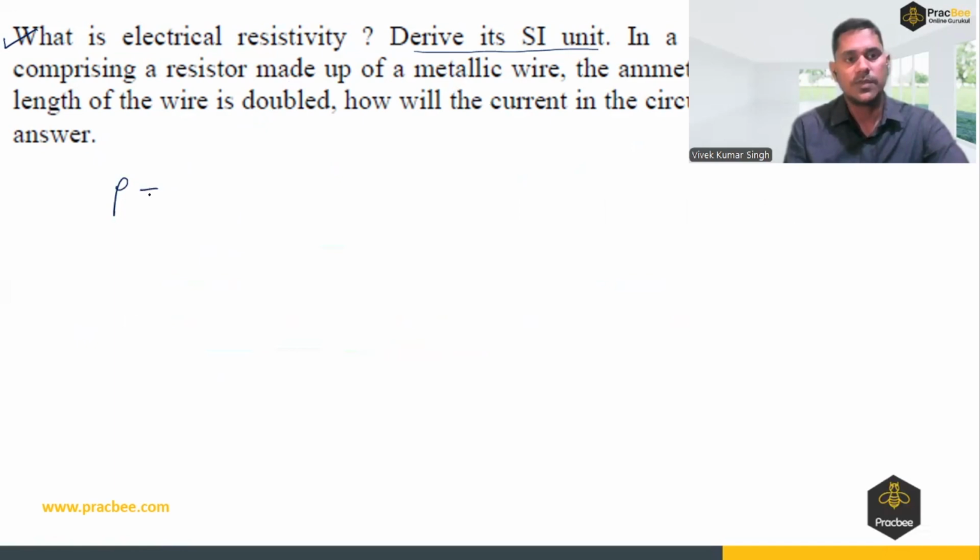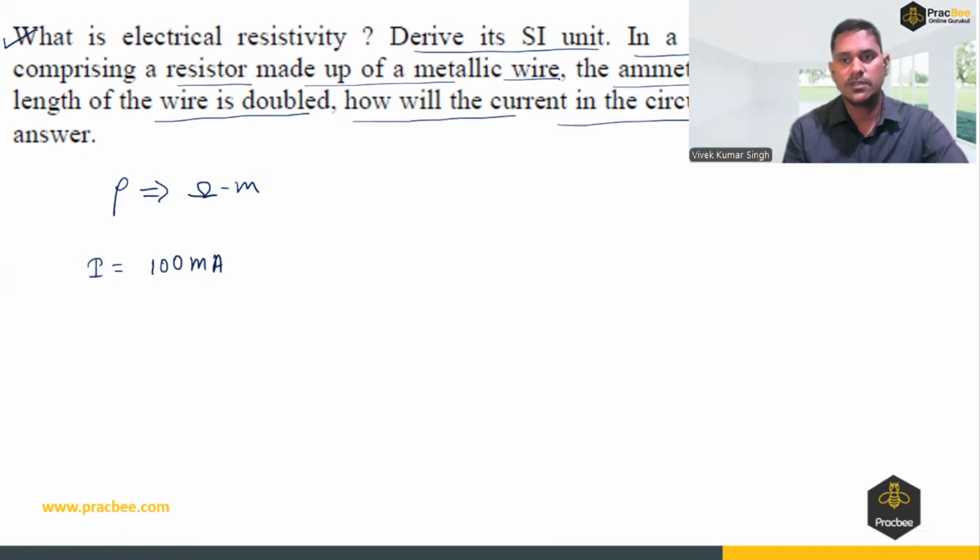Rho is measured in ohm meter. In a series electrical circuit comprising a resistor made up of metallic wire, the ammeter reads 100 milliampere. So current is given, current is equal to 100 milliampere. If the length of the wire is doubled, how will the current in the circuit change? Justify your answer. So we know that R is equal to rho L upon A.